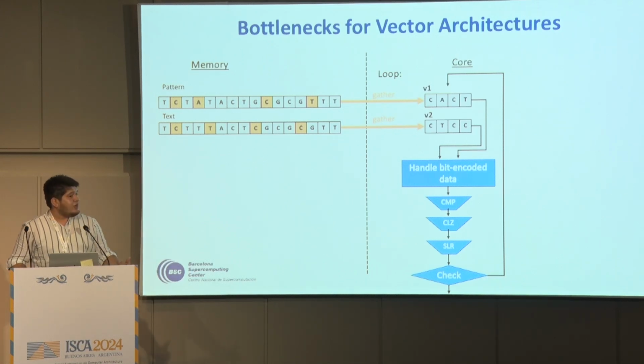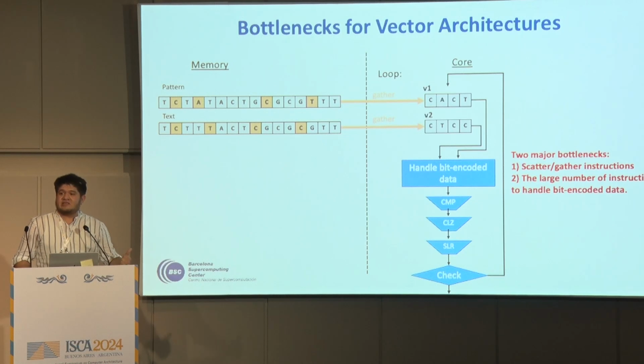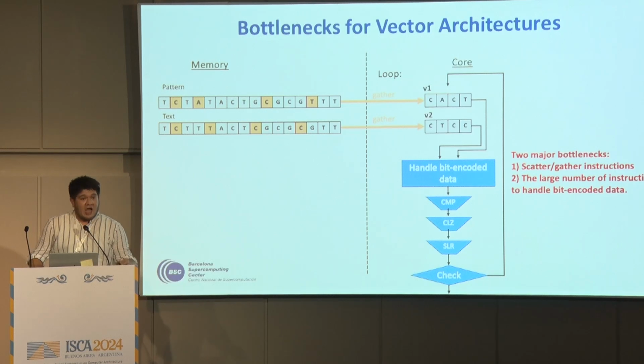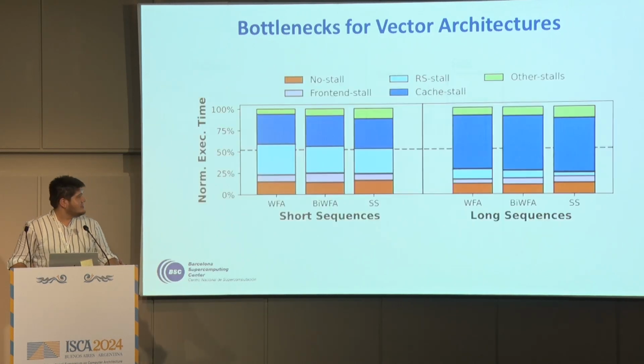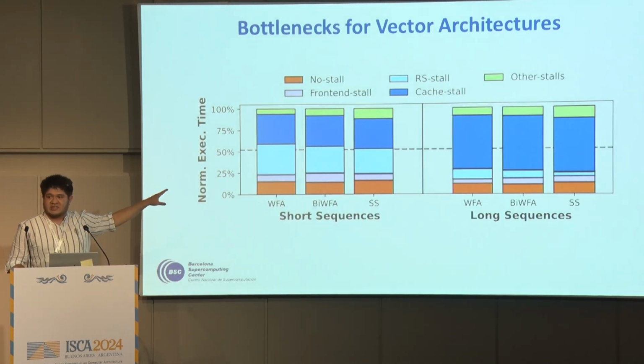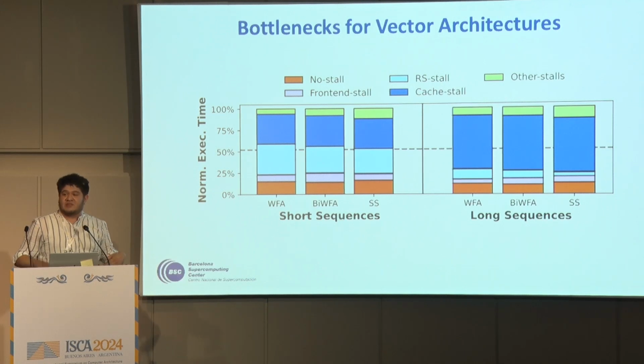Then we have 2 bottlenecks: the scatter-gather instruction with really high latency and a big number of instructions in the body of the loop. How does this translate to the performance? We can observe that most of the execution time is actually wasted waiting for the reservation station because of the high number of instructions, and waiting for the caches because of the high latency of the scatter-gather instructions.